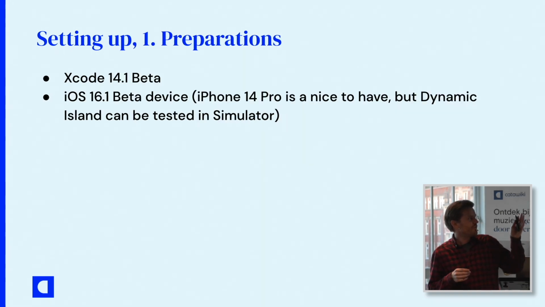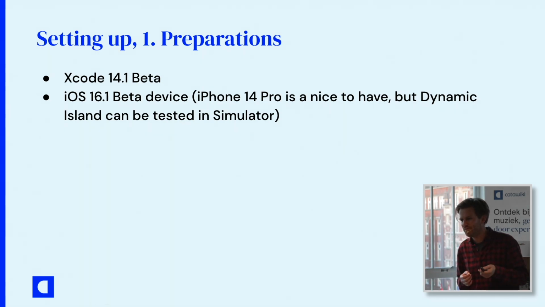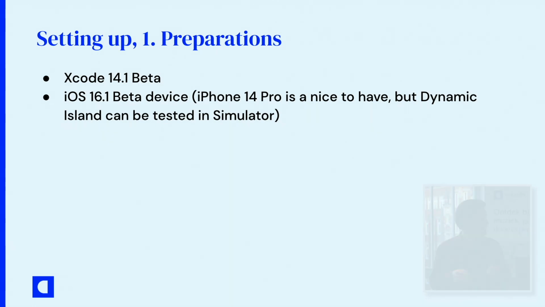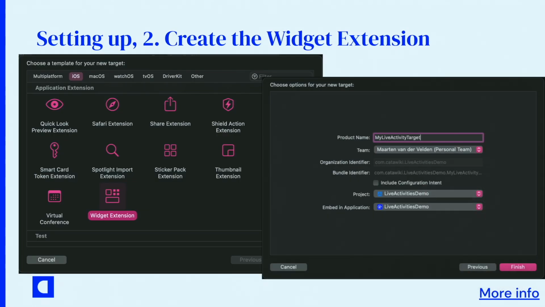So to set up, first, of course, you need to install the latest betas. Having an iPhone 14 Pro is nice to have, but I noticed you can test most of the stuff in the simulator. Well, an iPhone 14 Pro is anyway nice to have, I would say. Creating the widget extension is the same thing: you create an extension, you say I want a widget extension, and you give it a name.